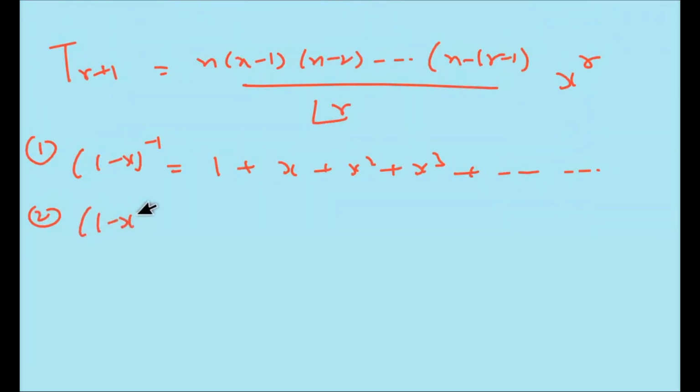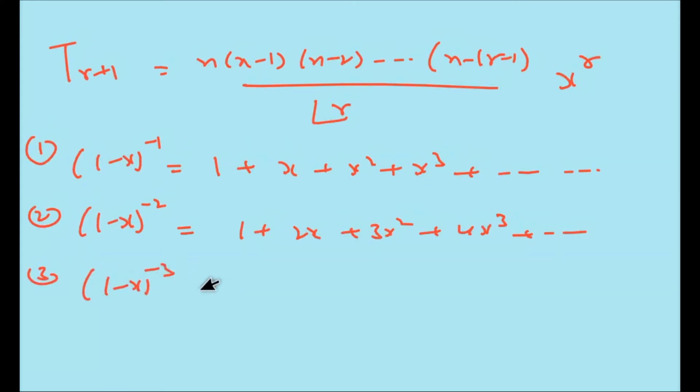Now if we get 1 minus x to the power minus 2, what do we get here? 1 plus 2x plus 3x square plus 4x cube plus dash dash dash. So this way you have to learn better. If it is minus 3, now you can say 1 plus 3x plus 6x square plus 10x cube plus dash dash dash. Now you can see here 1, 2, 3, 4 is an AP.